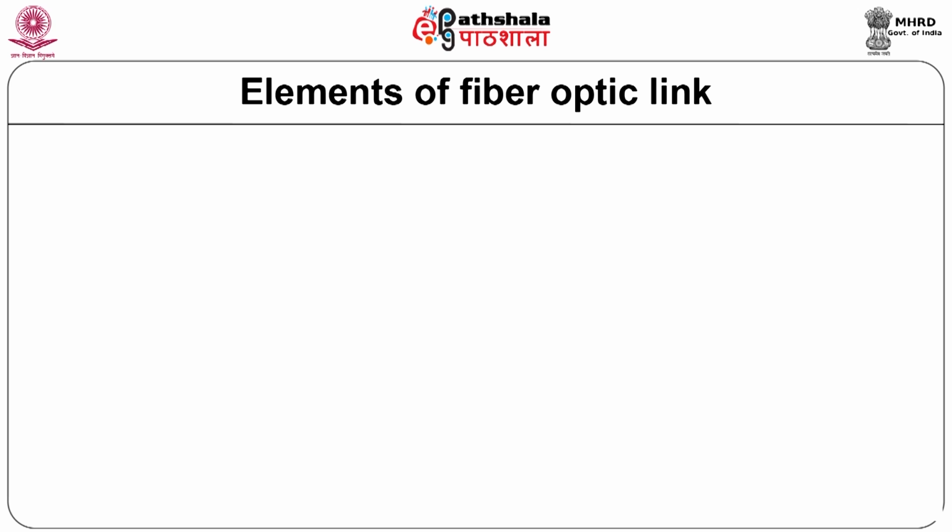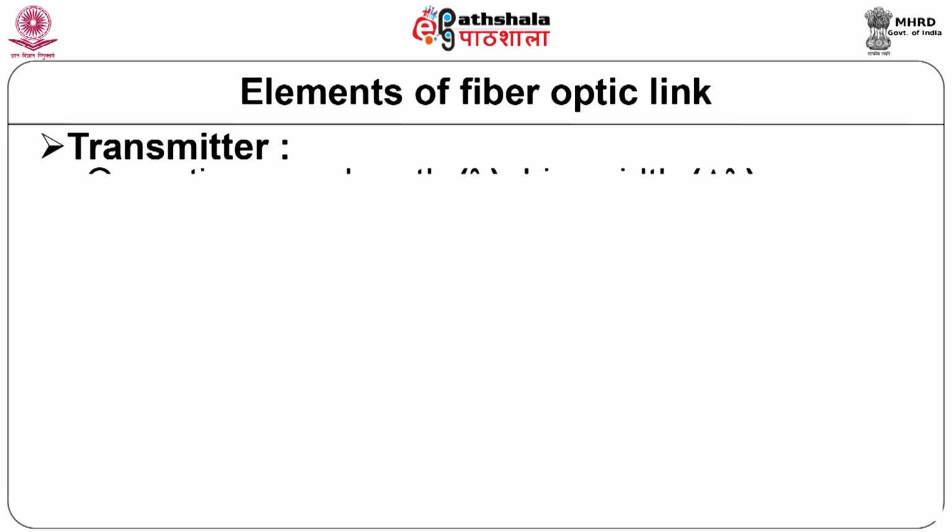Now, elements of a fiber optic link. When we consider the fiber optic link, that is from one point to another point or point to multipoint, the essential elements are, first, the transmitter. Of course, we always require a transmitter. In a fiber optic link, the transmitter is nothing but some light source. This can be an LED or it can be a laser.